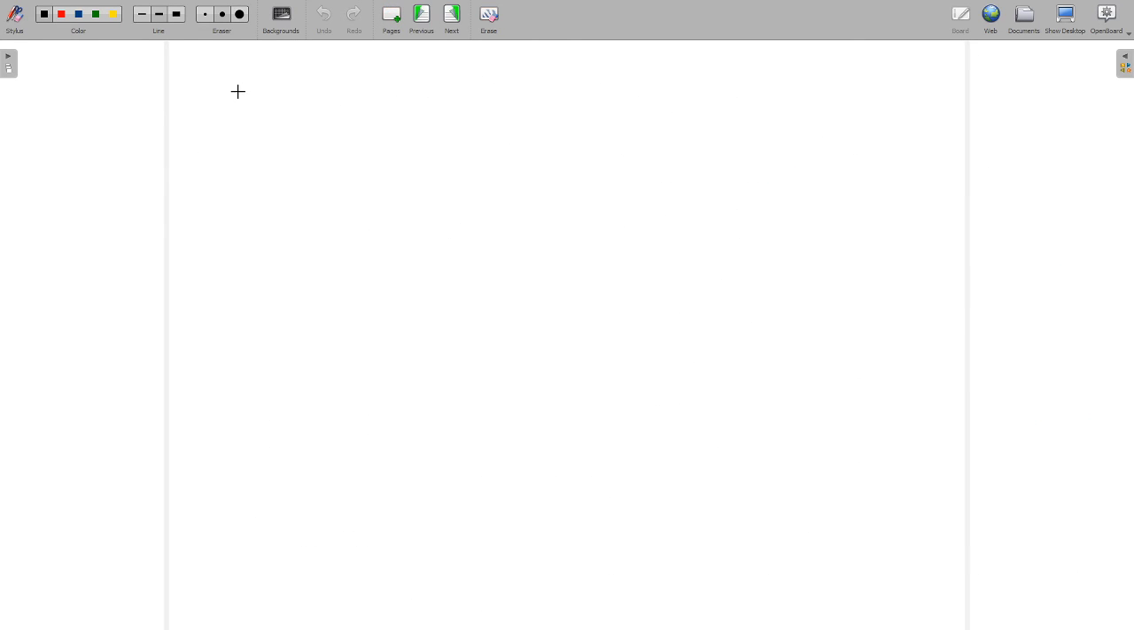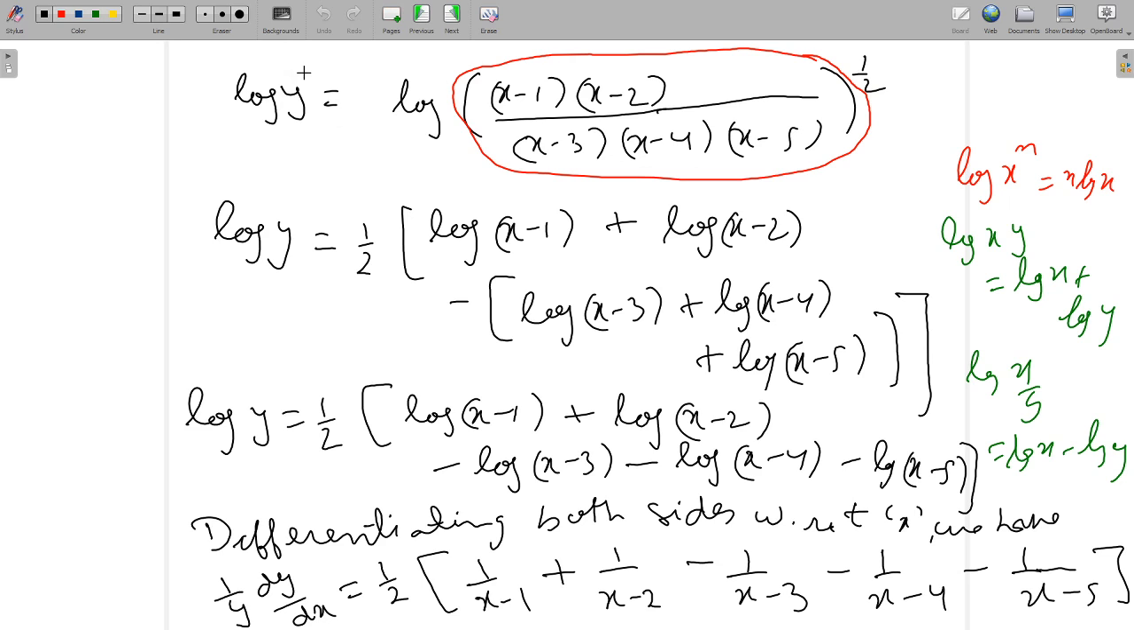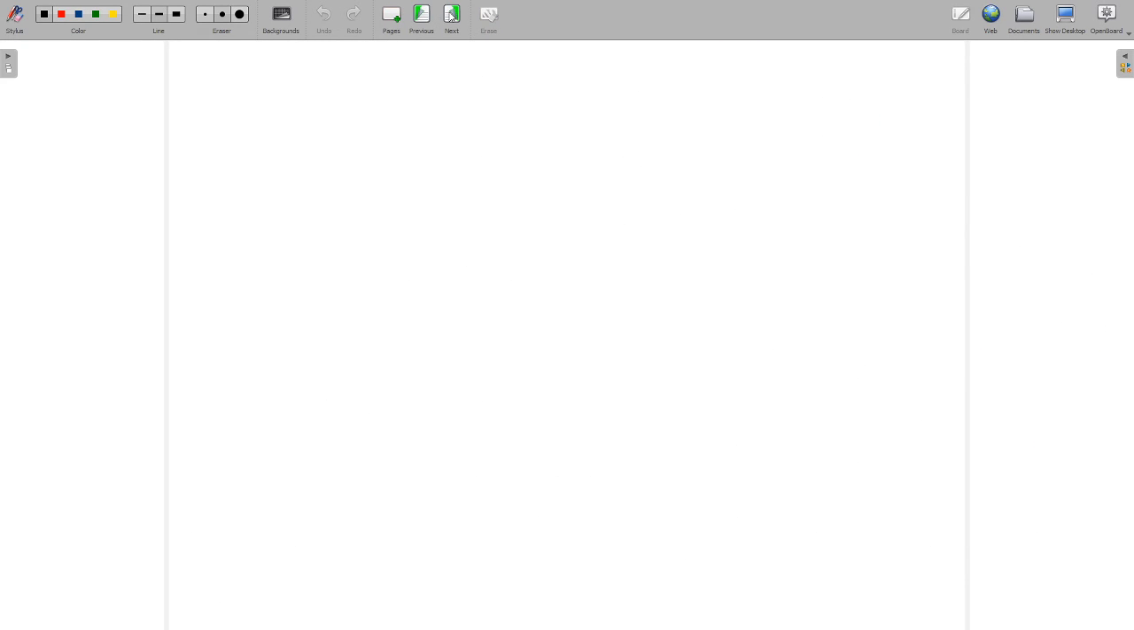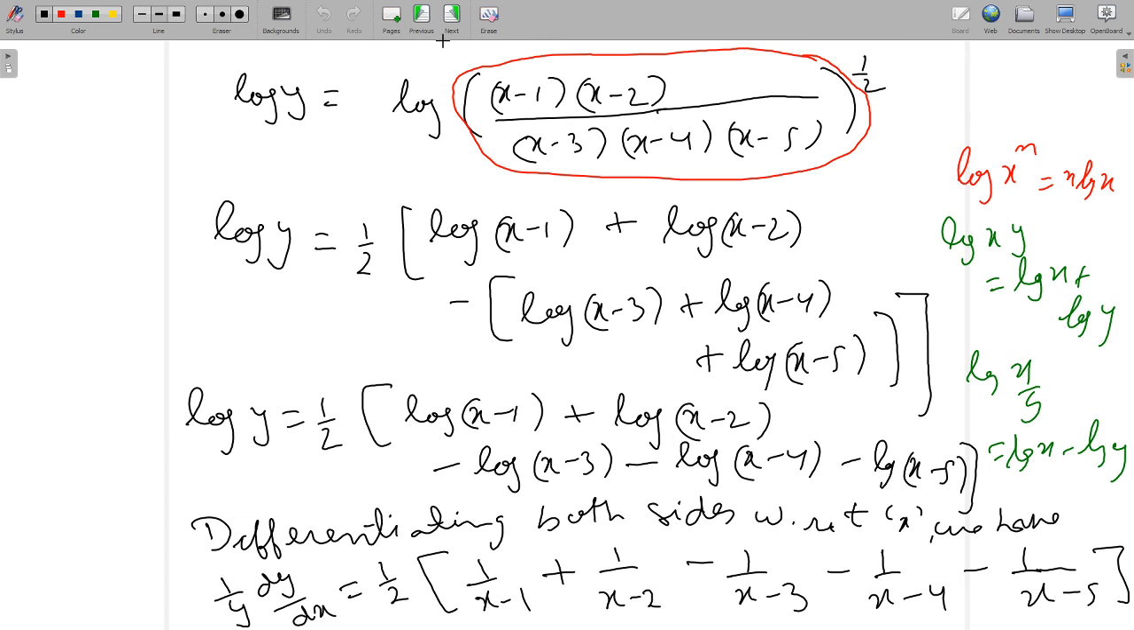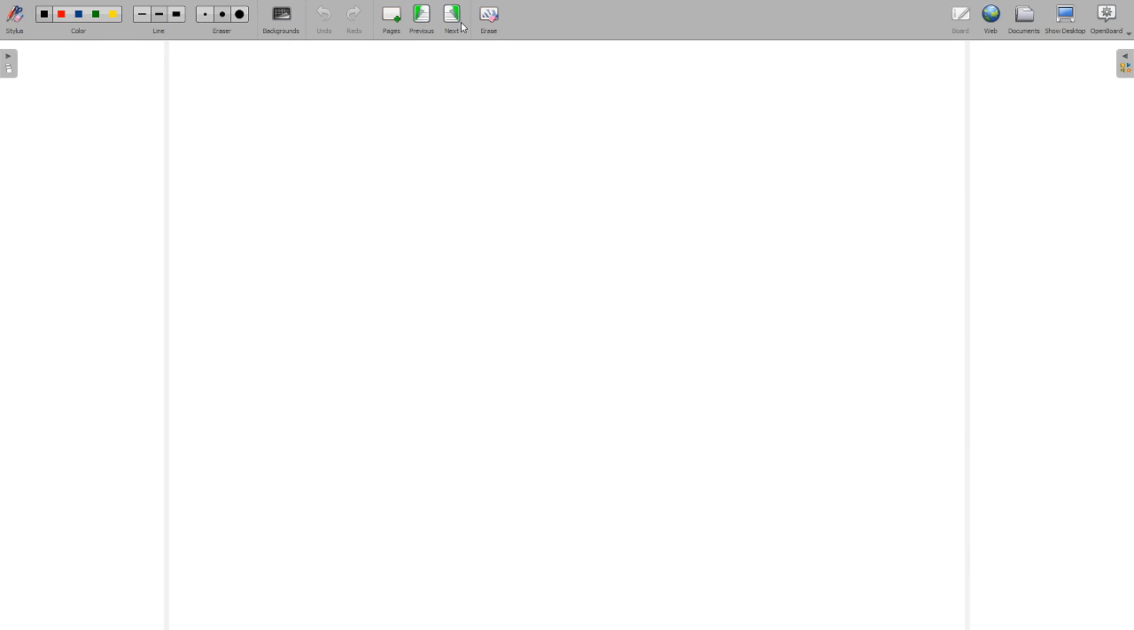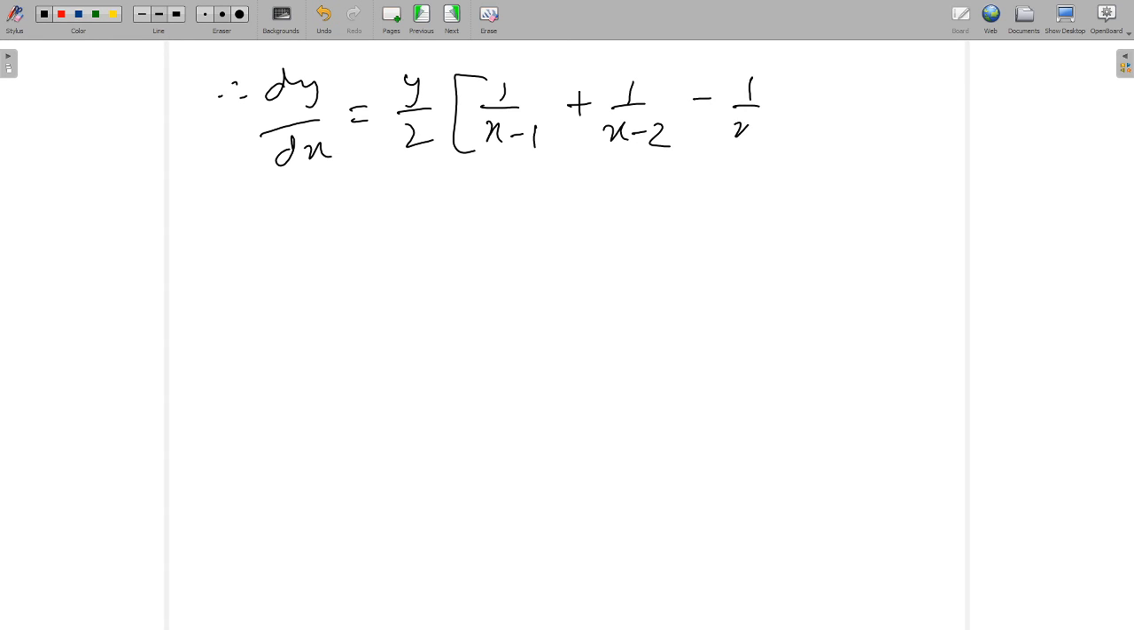So dy by dx will be equal to, what we were having earlier, let us recall it: y by 2 times, 1 by x minus 1 plus 1 by x minus 2 minus 1 by x minus 3 minus 1 by x minus 4 minus 1 by x minus 5. So this is complete.